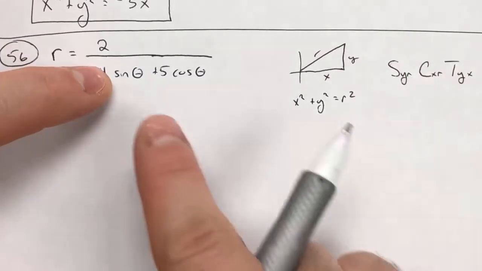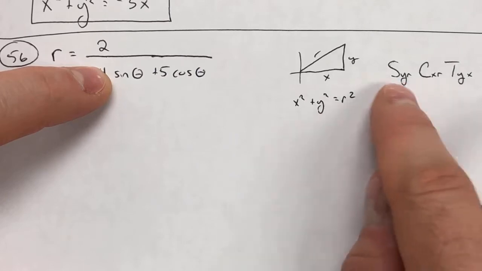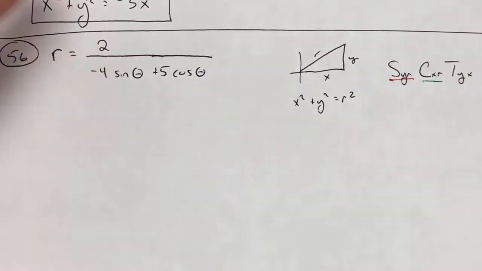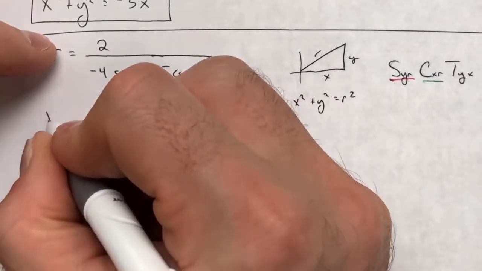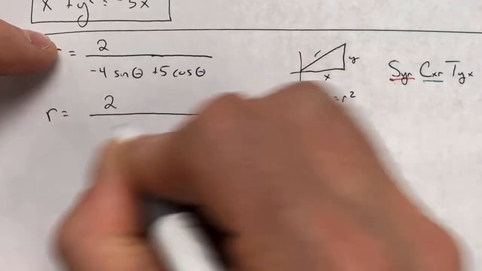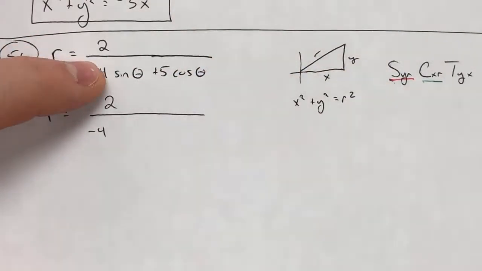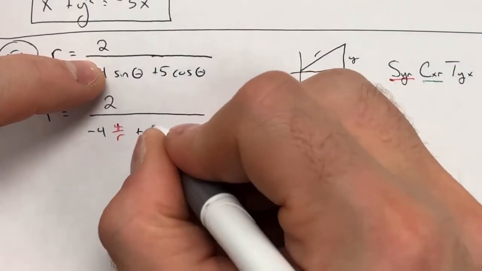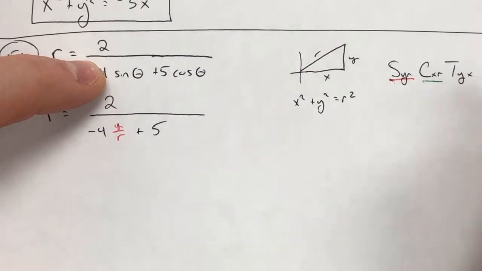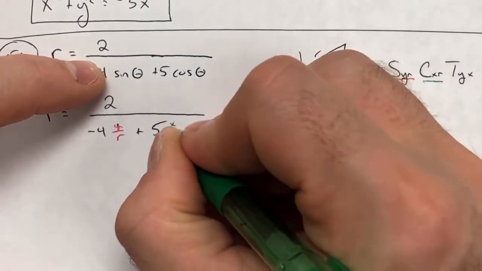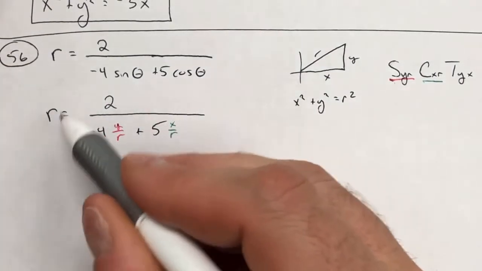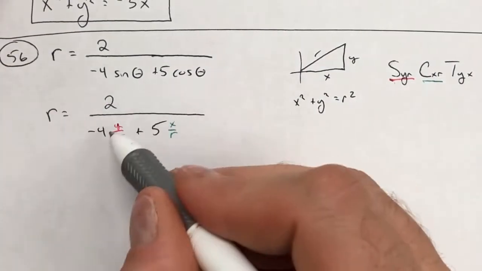Okay, so the first thing I'm going to do is get rid of sine and cosine using these two values. I'm going to do these in red and green this time so they stick out a little bit more. So my r is equal to 2 divided by negative 4 sine, which we said is y divided by r, plus 5 cosine, which we said is x divided by r. Now the first thing, before we even attack this side of the equation, let's simplify this fraction.